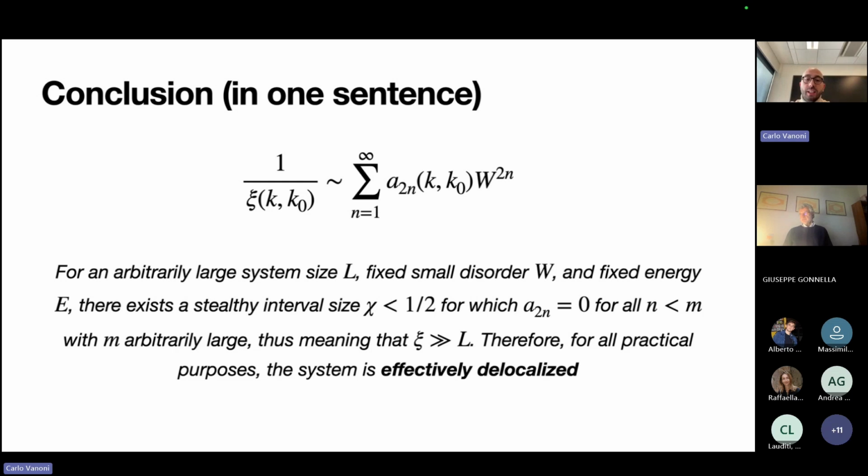Then for a fixed energy, you can find the value of chi, so a size of this stealthy interval, for which all the terms in the perturbation theory vanish up to a given order, m, that you can decide what it is. And in this way, the localization length will be able to exceed your system size. So it's not a delocalization in the thermodynamic limit. It's not a new phase, if you want, but it's something that for all practical purposes can be quite interesting, because it's a way of engineering disorder to obtain the properties that you like in an experimentally realizable fashion.